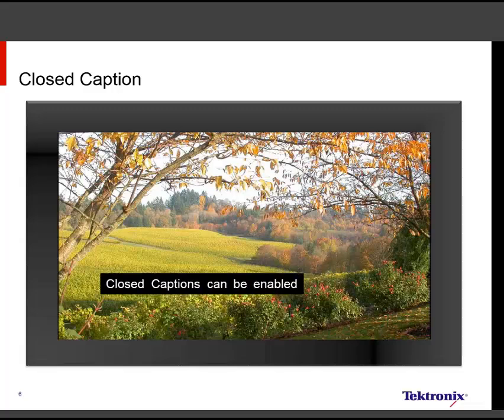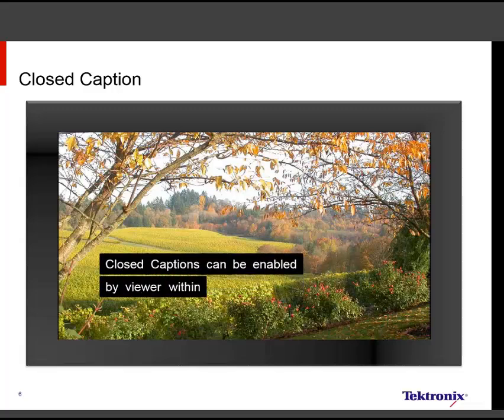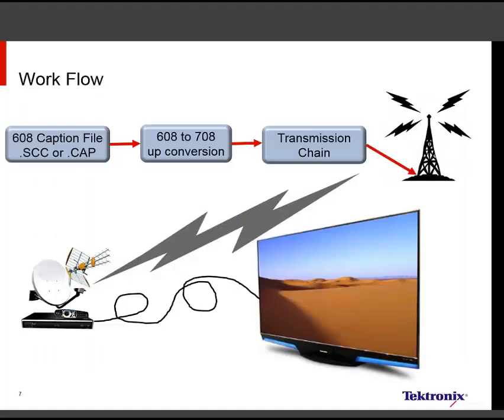So we have the ability to be able to turn on captions. They need to be able to be on the screen and be viewable by the viewer. So in the workflow that we've got for producing closed captions, we start out with a 608 cap file, either an FCC or a .cap file, put that into the closed caption inserter, which also upconverts the 608 to a 708 caption. It is not a mimic file. It is a full-blown 708 caption insert.